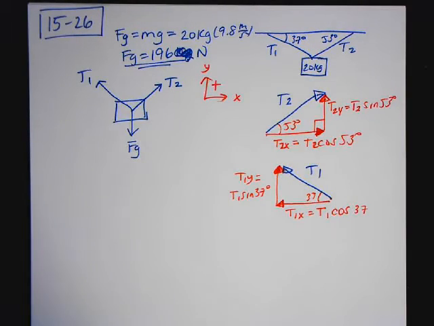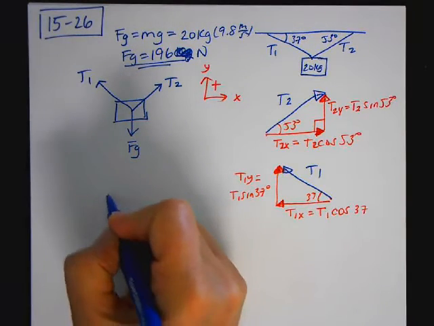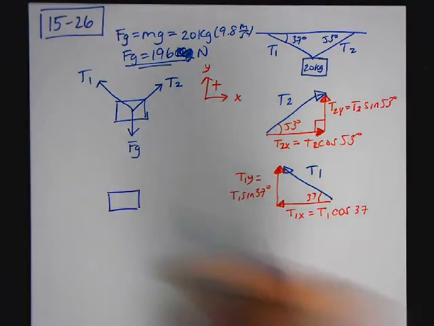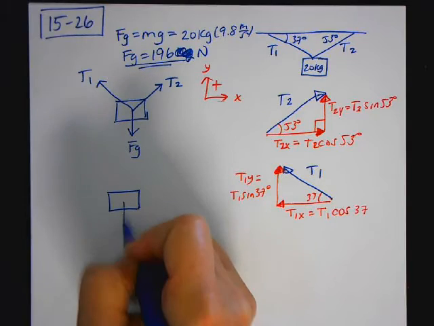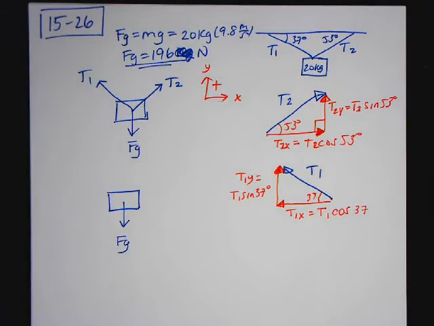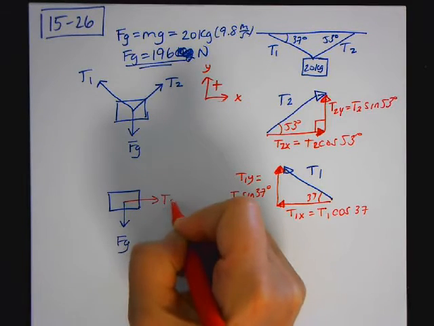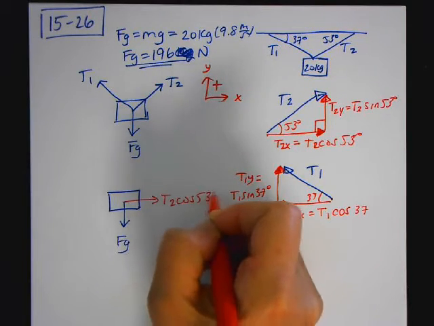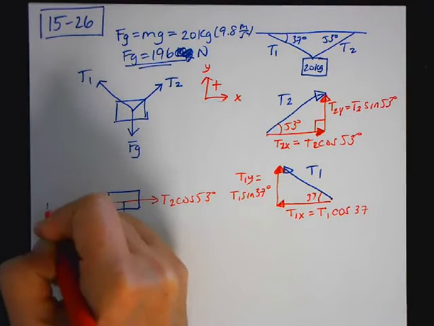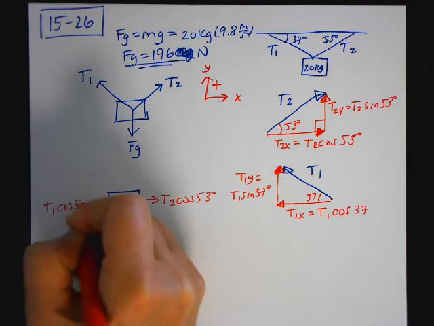All right, so now I'm going to redraw this and show all the components. So I have FG, and instead of T1 and T2, I'm going to replace them. So this one is T2 cosine of 53. This is T1 cosine of 37, and this is important.